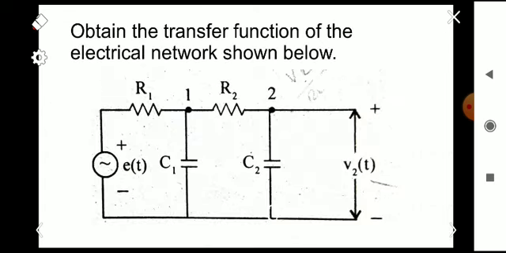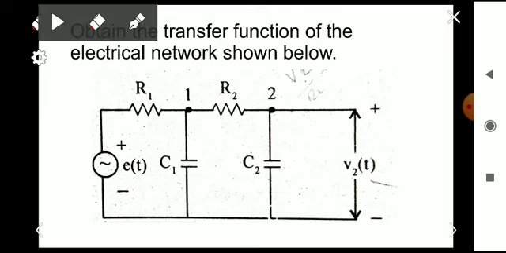And here, this is our problem: obtain the transfer function of the electrical network shown below. Okay, so it is a very simple network, and you can see a voltage source E of t here. E of t is applied to the network, and there are R1, C1, R2, C2, and V2 of t is the output. From the figure we understand that V2 is the output and E is the input. So we have to find the transfer function.